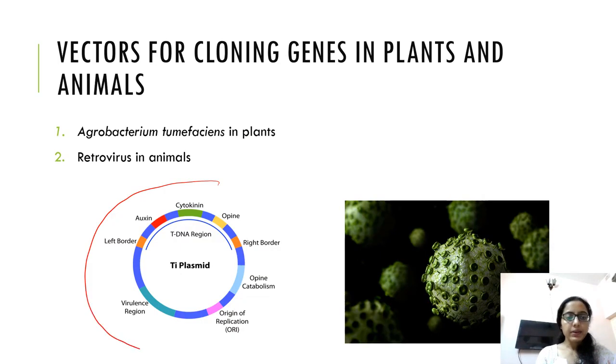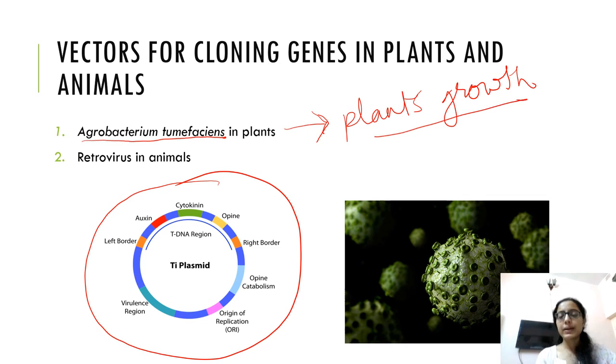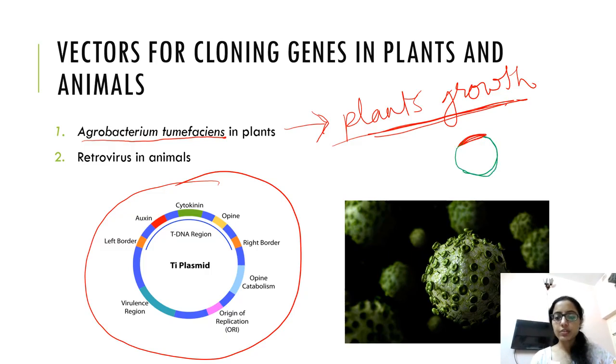This is the TI plasmid. What is the TI plasmid? Agrobacterium tumefaciens is a bacterium which infects plants, and this will inhibit, or will not allow, plant growth. But using biotechnology, the gene which is responsible for inhibition of plant growth, we have removed from this Agrobacterium tumefaciens, and we have inserted our gene of interest. We have removed that harmful gene, and we have introduced our gene of interest.